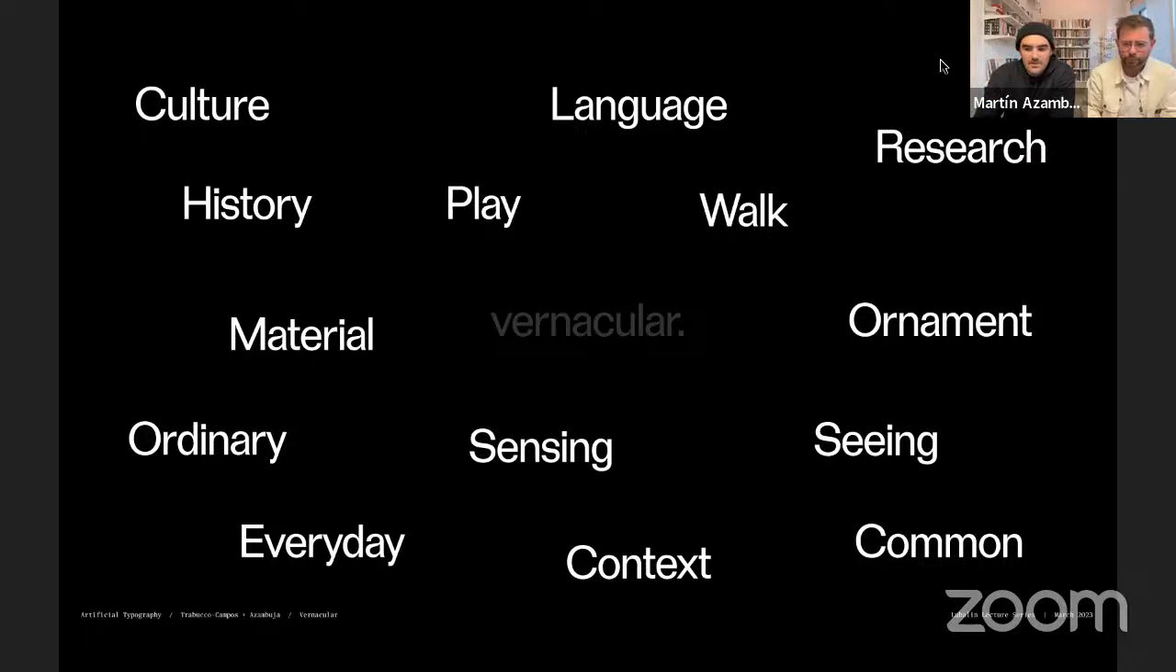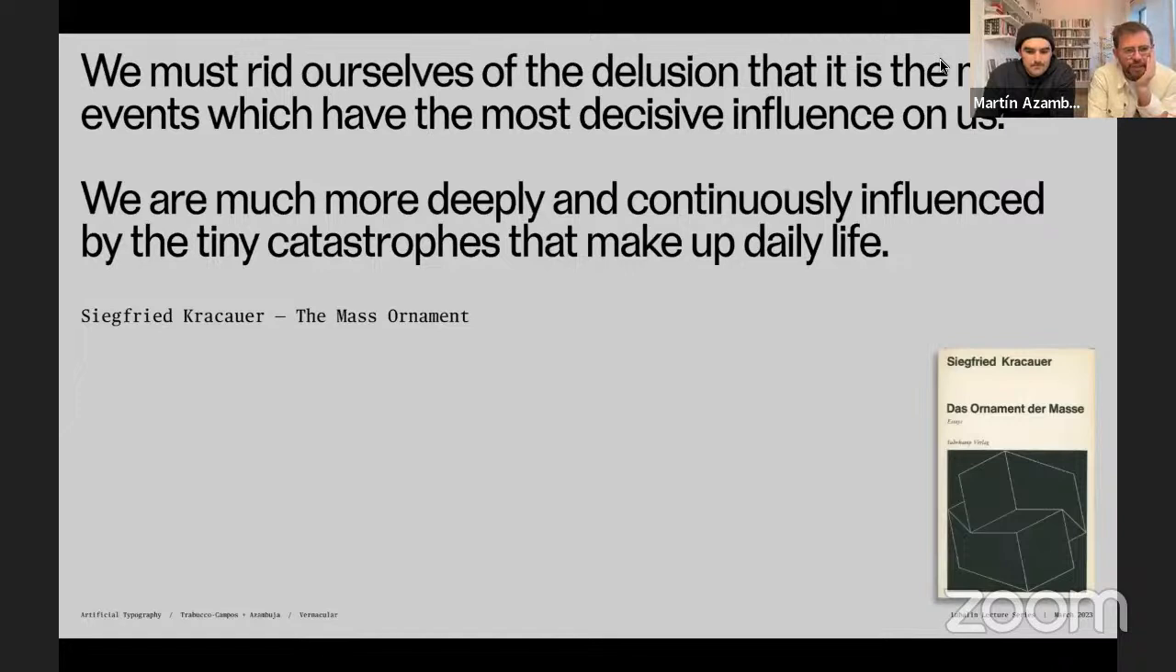Yeah. And this kind of brought back that I came to New York at first as a philosophy student at NYU. And one of the first readings that we had was Kracauer, The Mass Ornament, an essay from his book, which struck me. This is a passage from it. We must rid ourselves of the delusion that it is the major events which have the most decisive influence on us. We are much more deeply and consciously influenced by the tiny catastrophes that make up daily life. And this thought was really beautiful.